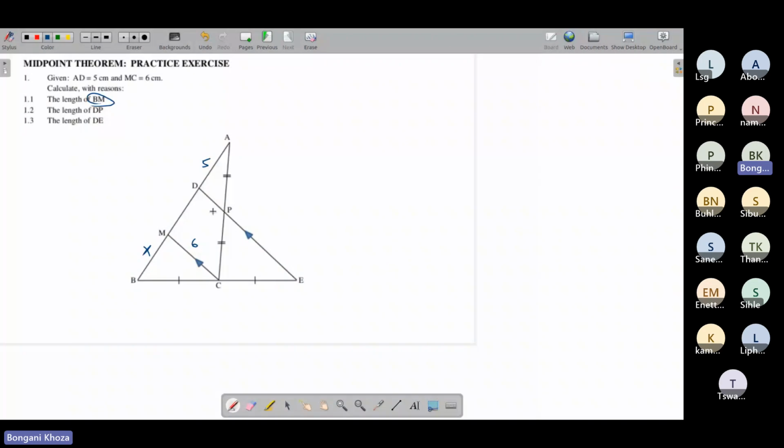So we are told that this line is parallel to that line. So that means we can say that AD equals MD. This line is parallel to that line, so I think we can just say midpoint theorem. So this one is equal to this one. So here it's 5. So MD equals 5 centimeters.